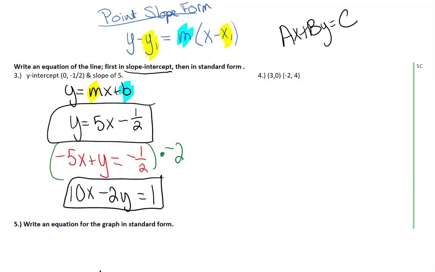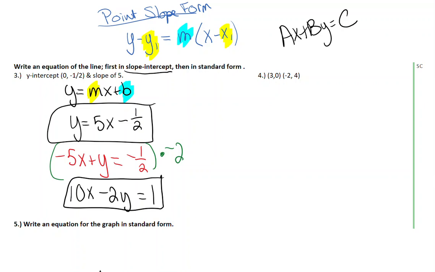For number 4, you'll notice we have (3, 0) and (-2, 4). (-3, 0) is not a y-intercept. It is an x-intercept. So I cannot use slope-intercept form. This is where we're going to use point-slope form. But notice we have a point, but we need the slope.